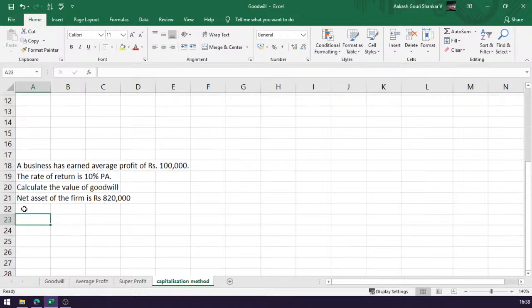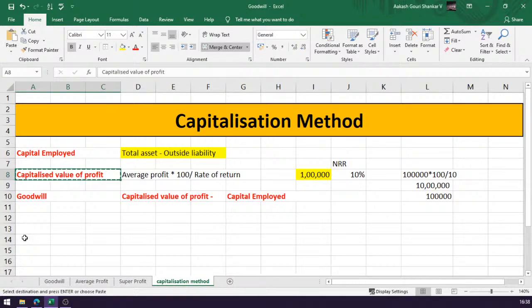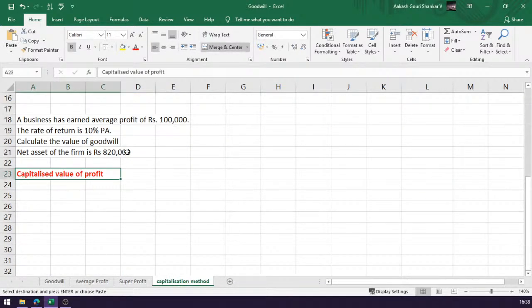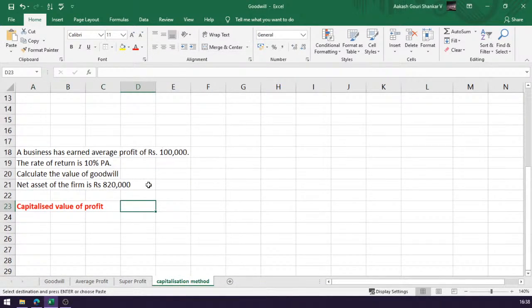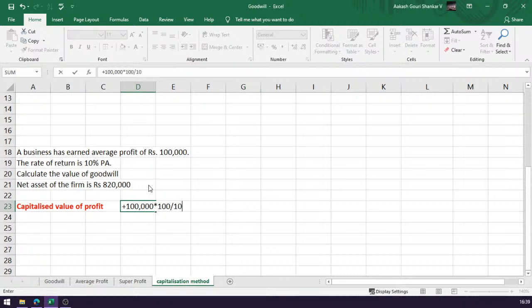So the first step is to calculate the capitalized value of profit. We are trying to capitalize this value of profit. Our profit is rupees 1 lakh and the rate of return is 10 percentage per annum. So if we try to capitalize this, 1 lakh into 100 divided by 10.